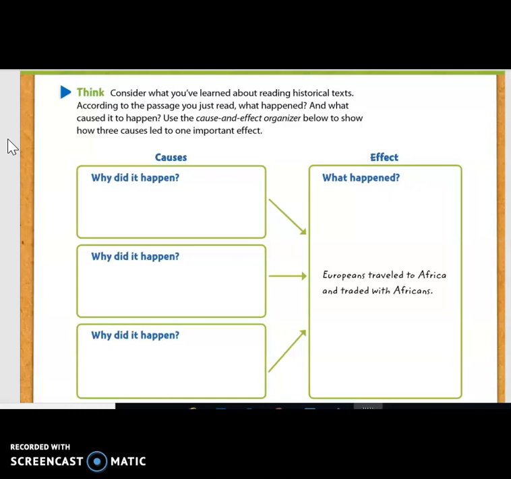Why did the first thing happen? What was the cause of the second event to happen? And what was the cause of the third event to happen? And the effect, what happened, is Europeans traveled to Africa and traded with Africans. So what were the 3 events that caused Europeans to travel to Africa and trade with Africans? I'll give you a few minutes of think time.